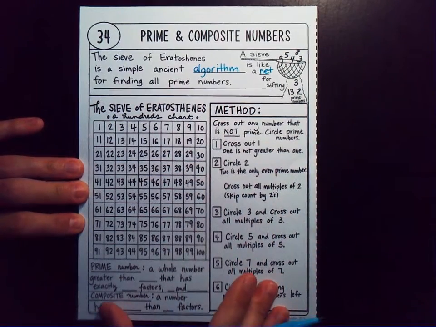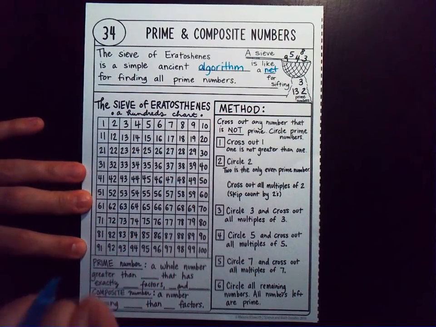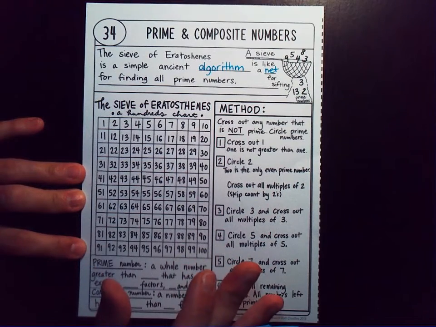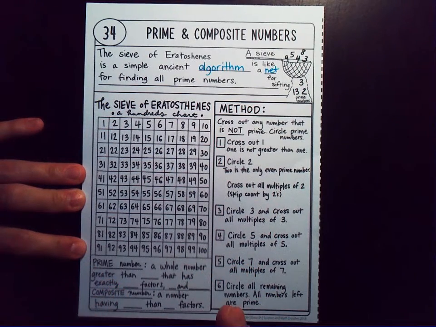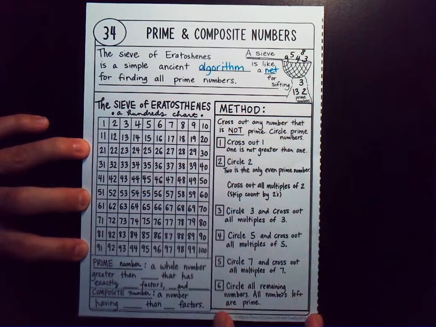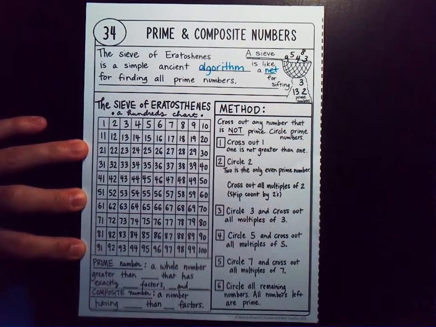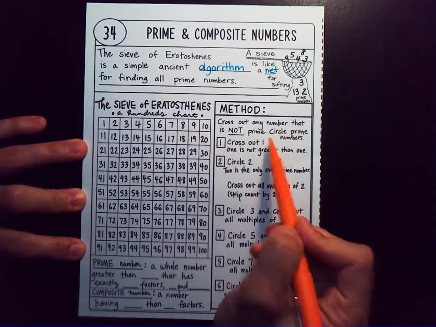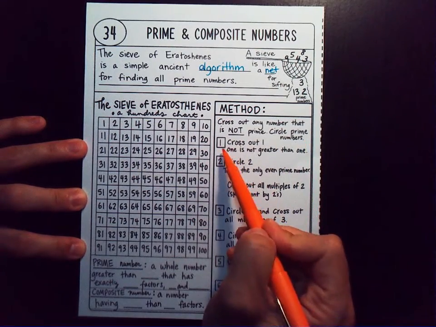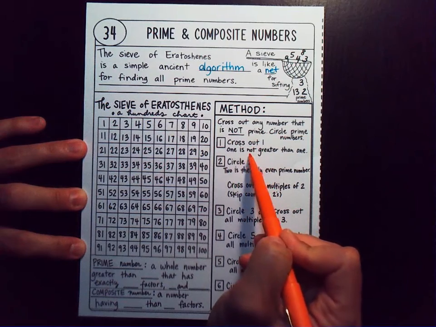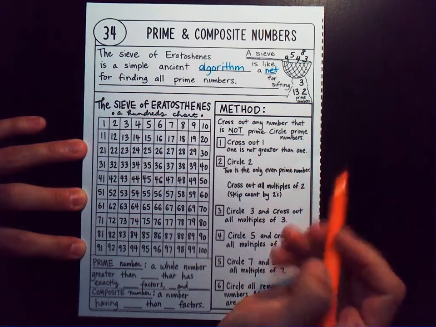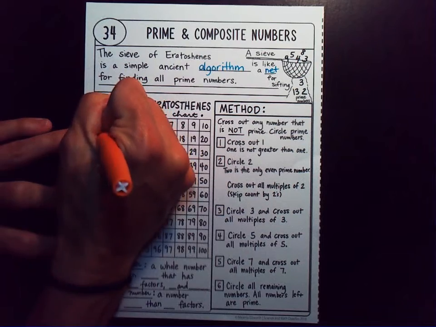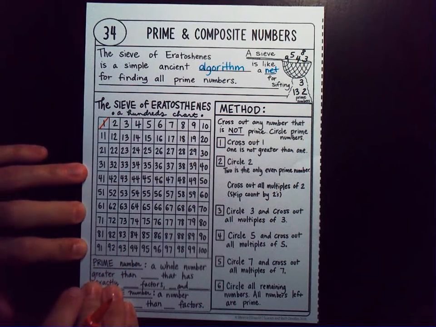We're going to use this hundredths chart to find all of our prime numbers between 1 and 100, and we're going to use this method here. This is his algorithm, a step-by-step method. First thing we're going to do is cross out any number that is not prime, and then we're going to circle the prime numbers. Our first step is to cross out 1 because 1 is not greater than 1. 1 is not a prime number.